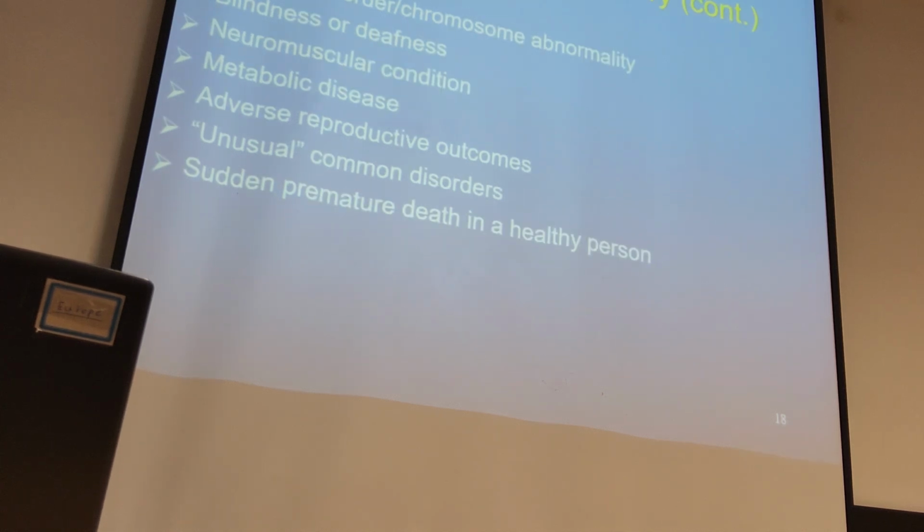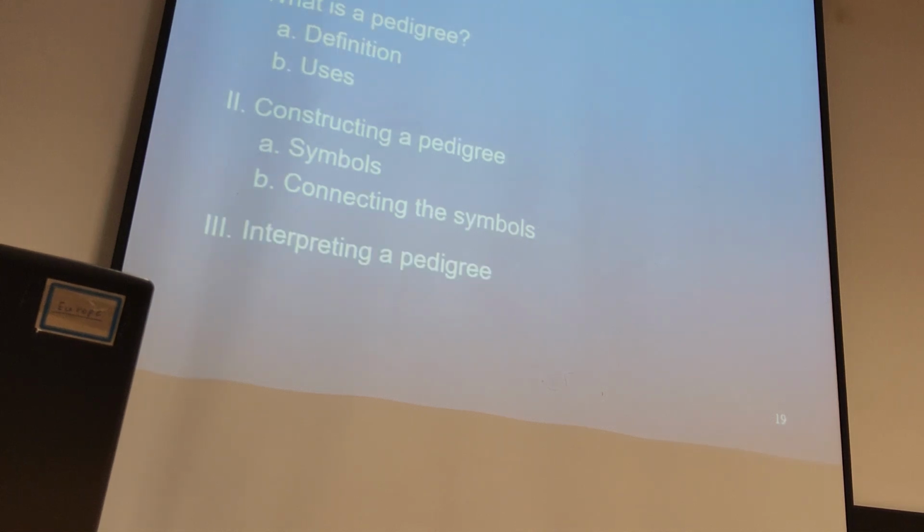If they have some genetic or chromosomal abnormality, blindness, deafness, neuromuscular disorders, metabolic disorders, some problem with the reproductive system, or unusual common disorders, for example hypertension or diabetes, which are common in the population. But in some specific families, maybe this is more common than in other families. Also if there are sudden deaths or premature sudden deaths of healthy individuals in the family.